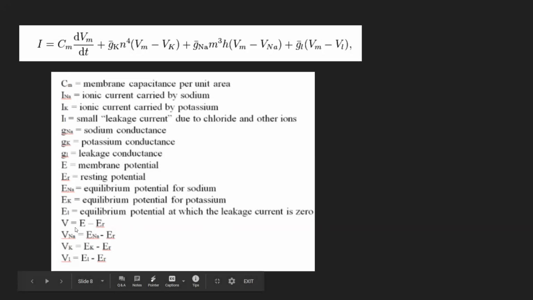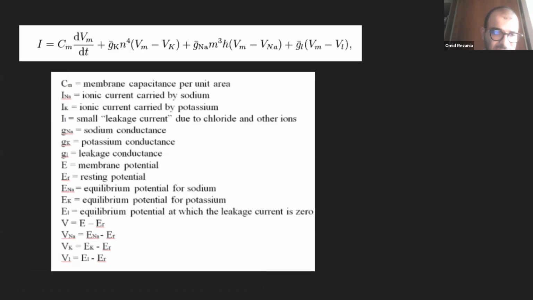So V is equal to E minus ER. Vna is equal to Ena minus ER. Vk is equal to Ek minus ER. Vl is equal to El minus ER. Essentially, these are all the voltage differences with respect to the resting potential, which is going to be the minimum potential in the action potential. And El is the equilibrium potential, and Ek is the equilibrium potential for potassium. They are looking at the equilibrium potentials. That's very interesting.